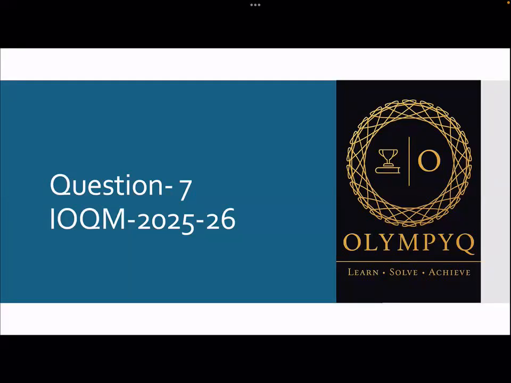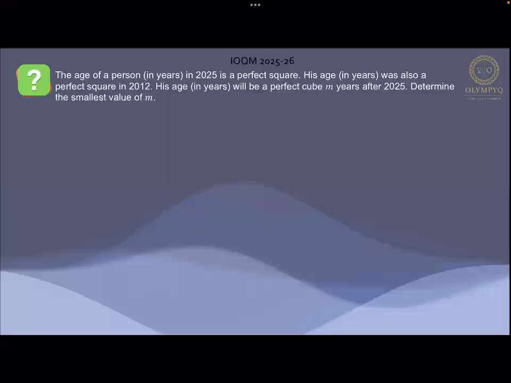Hello students, this is question number 7 of IOQM 2025 and 26. The question says the age of a person in years in 2025 is a perfect square. His age in years was also a perfect square in 2012. His age in years will be a perfect cube m years after 2025. Determine the smallest value of m.